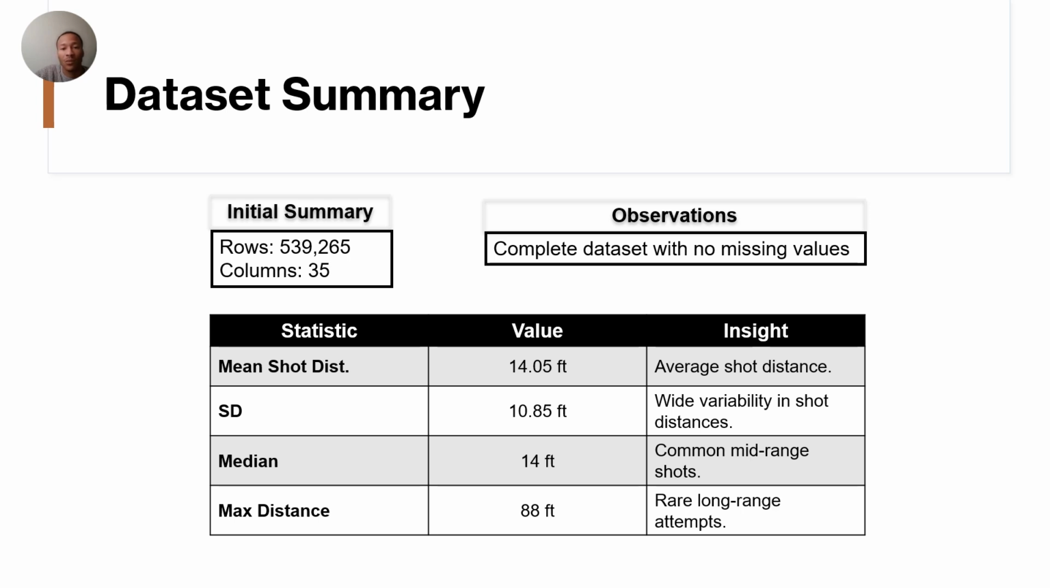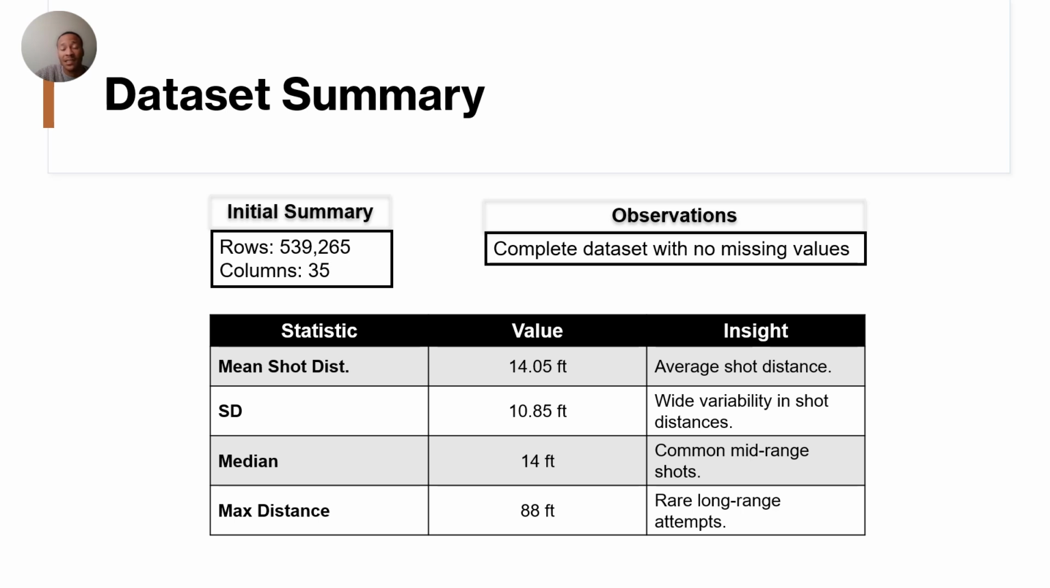And when you look at the shot distance statistics, we can draw several insights. The mean shot distance is about 14 feet. It shows that basically, on average, players take mid-range shots. The standard deviation was like 10.85 feet, so nearly 11 feet. This shows a wide variability in shot distances. So that's kind of like saying that there's a mix of close range and long range attempts.